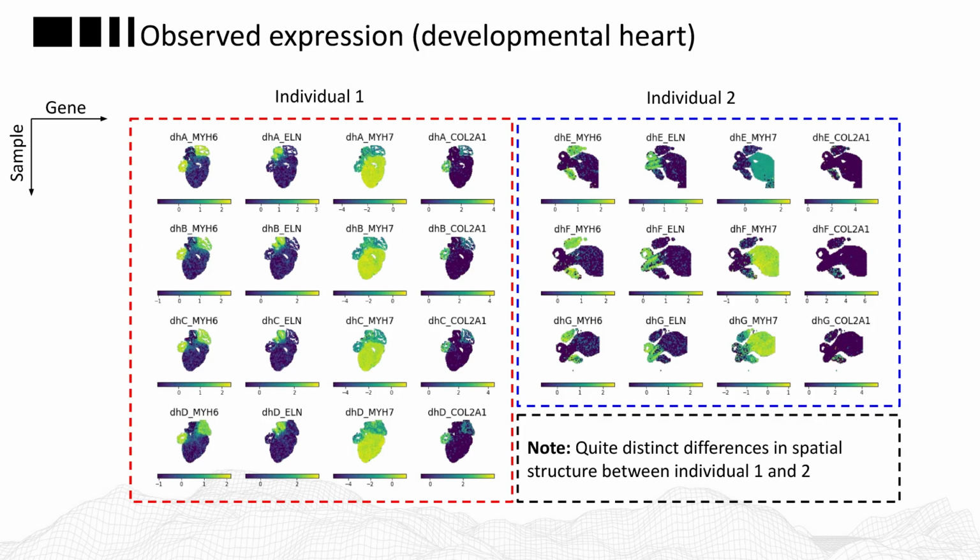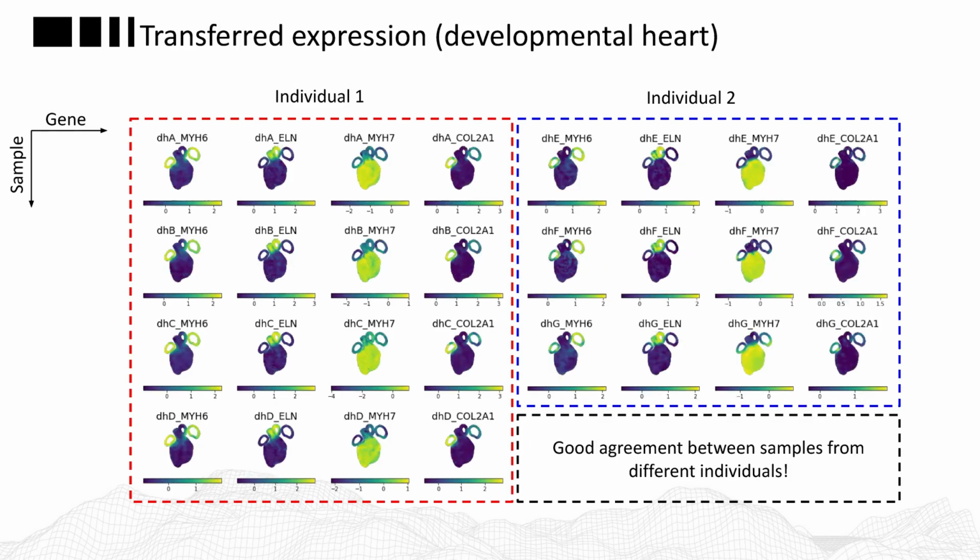So I was quite pessimistic, but since Eggplant is a very fast method to run and use, we applied it to this dataset, and the results were actually really encouraging. You can see them here, and what's really nice is how once we cast the information into the same reference here, the gene expression looks very similar between individual 1 and individual 2, and there's a really good agreement between the samples from the different individuals.